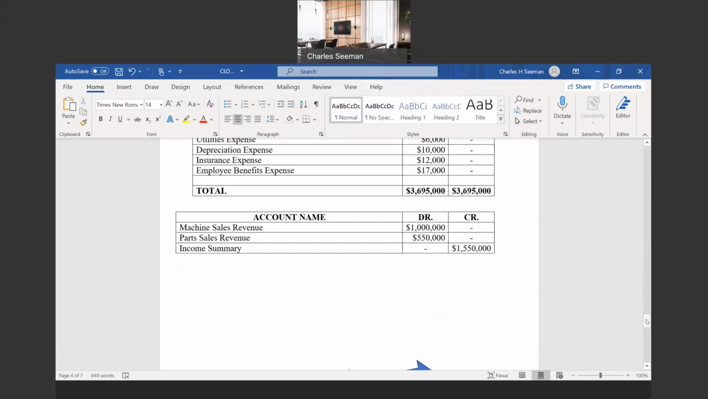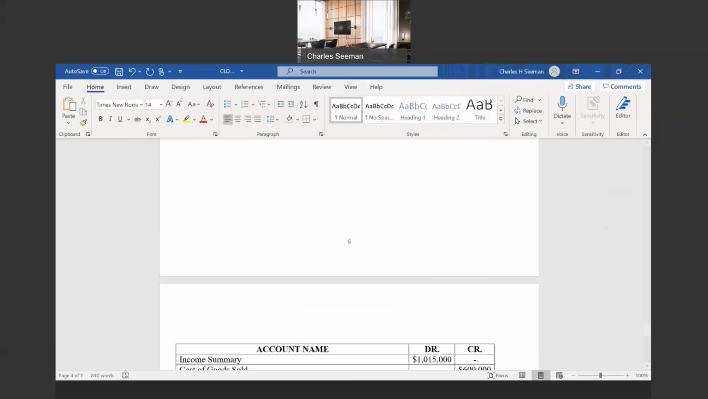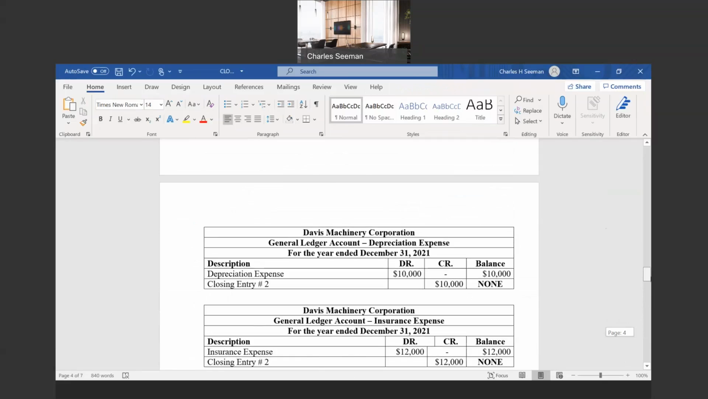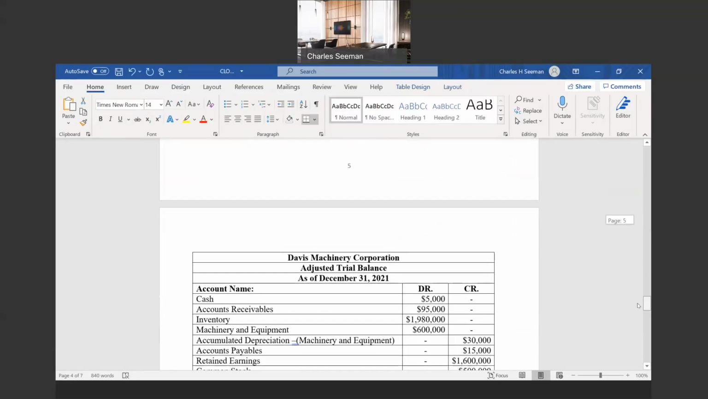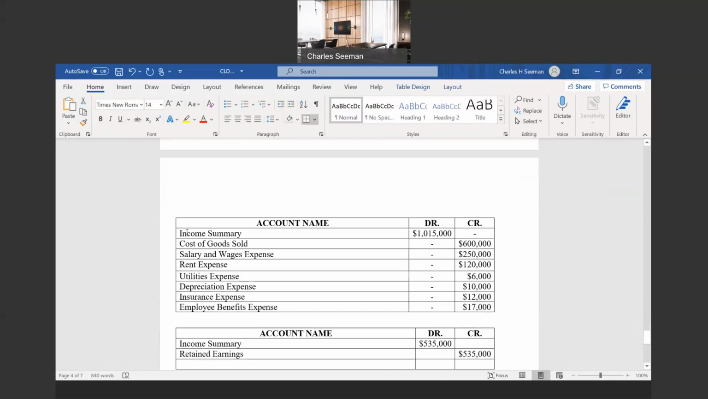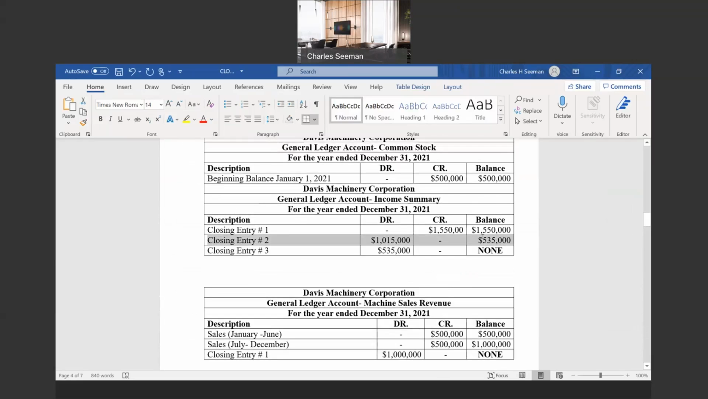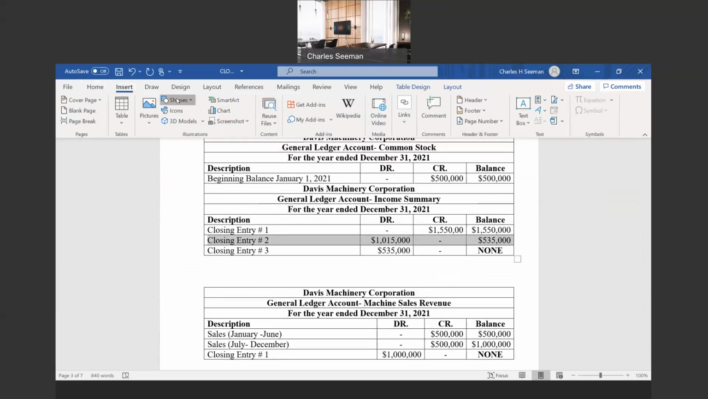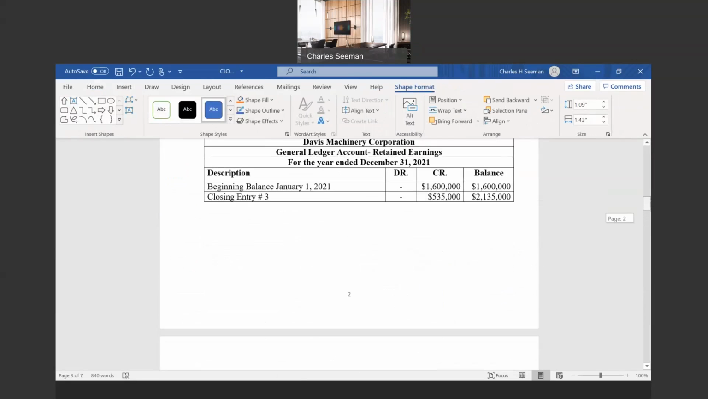Then once you zero out all the expense and revenue accounts, you simply close out whatever balance you have in the income summary account. So here's my income summary account. Closing entry number 1 was a credit for $1,550,000. Journal entry number 2 was a debit balance of $1,015,000. That left a balance of $535,000. We do one more entry to get rid of that $535,000 balance, in this case, by crediting it to retained earnings.